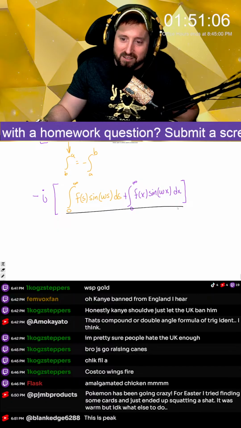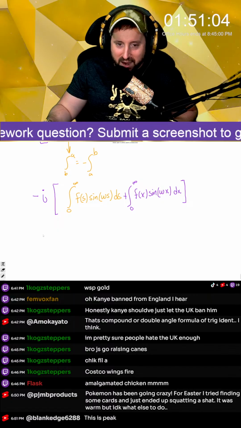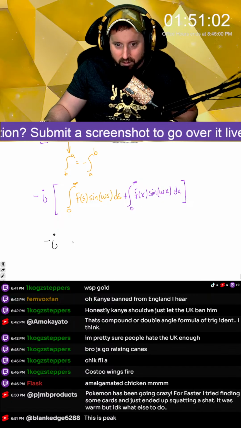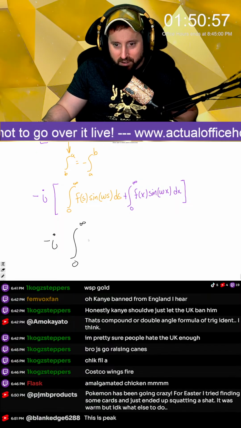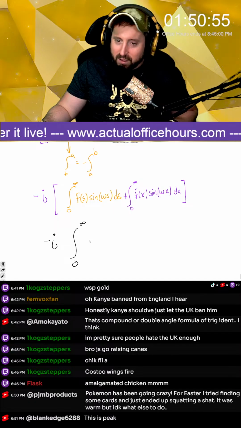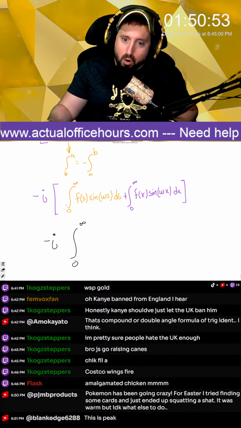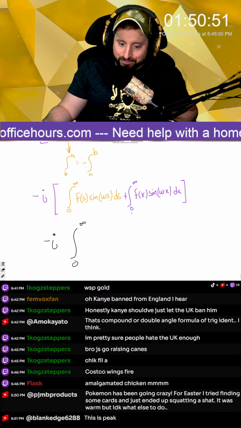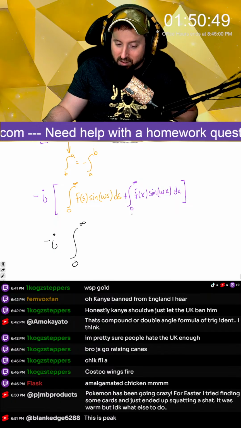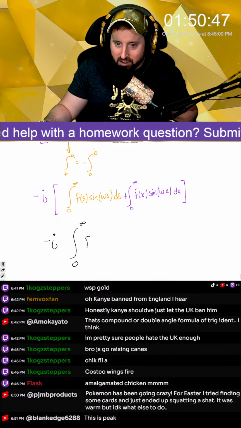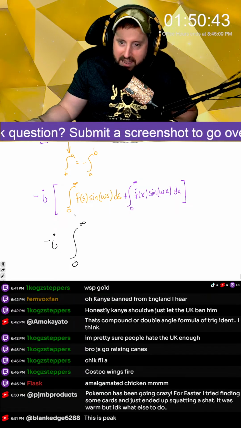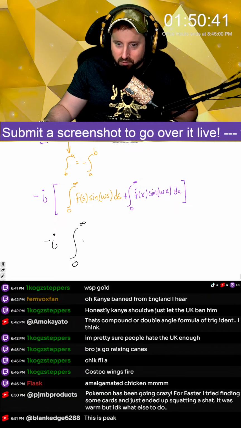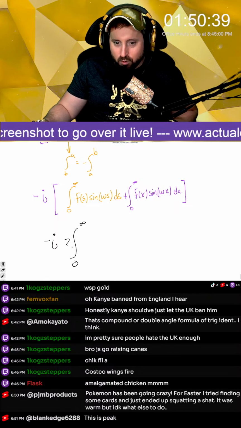Okay, so I want to combine this as one integral. I'm going to say this is negative i, integral from 0 to infinity. Wait, they are different bounds. But these are the same thing. They're still dummy variables of integration, so I can just say s is equal to x again, right? And then this becomes one of the two.